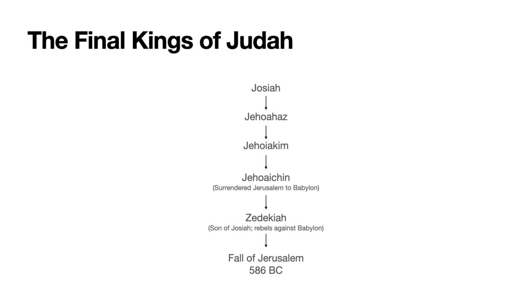king. And then finally we have a succession of kings, Jehoiakim, who surrenders Jerusalem to Babylon. Now Jehoiakim is going to become important because it's through him that the Davidic line of kings is going to continue. And then Zedekiah, who's the son of Josiah, rebels against Babylon. And then finally in 586 BC, the city of Jerusalem falls.